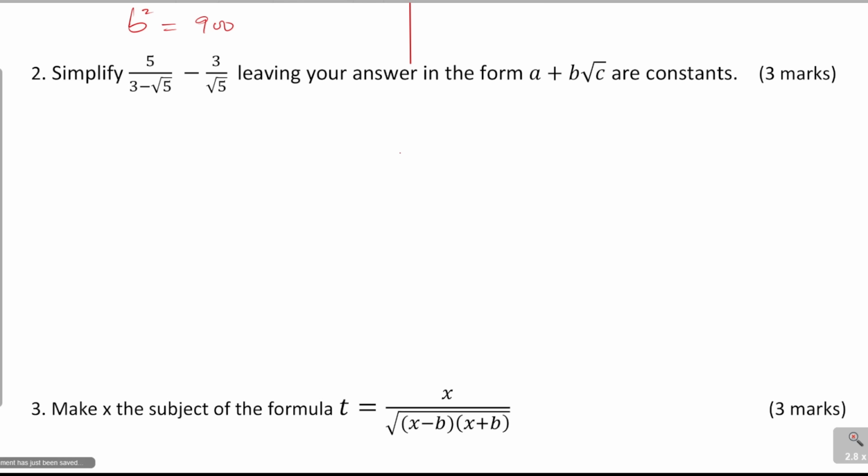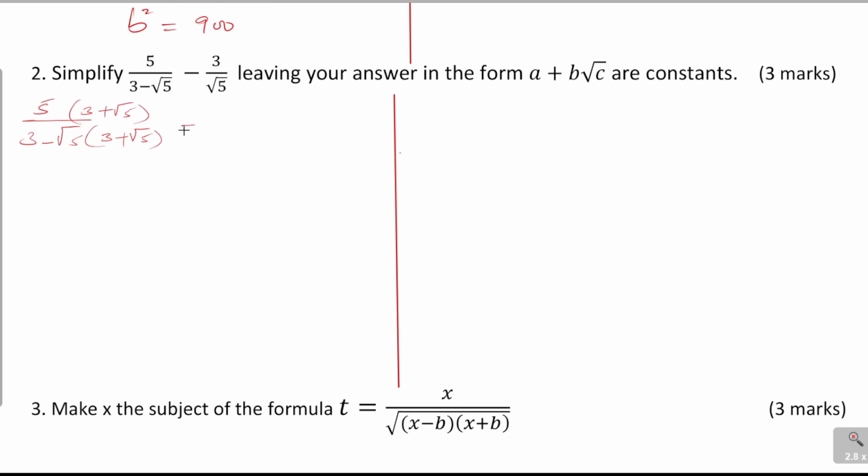I will take 5 divided by the root of 3 minus the root of 5. I simplify this one first. And to simplify this, you need to multiply both the numerator and the denominator by the conjugate of the denominator. The conjugate of the denominator is 3 plus root of 5. So do that for both numerator and denominator.